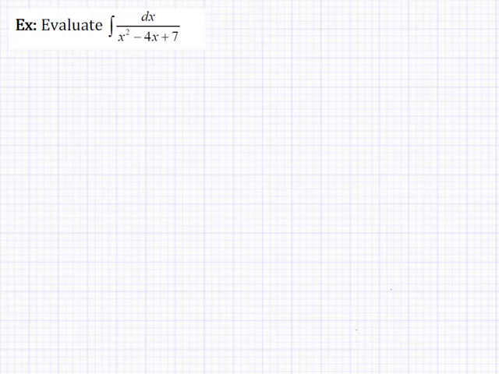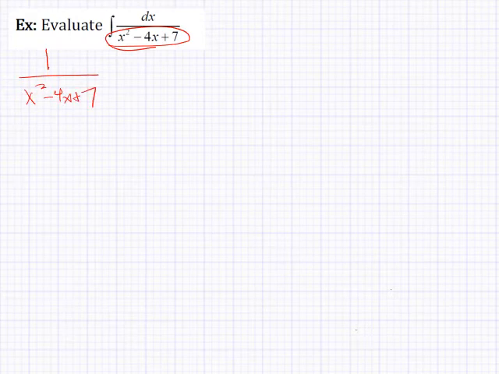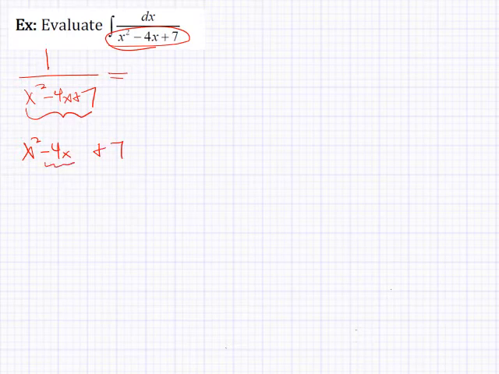So what we're going to do here is, noticing we have this quadratic trinomial, if I look at this fraction, 1 over x squared minus 4x plus 7, I want to rewrite this in a different way so that I can integrate it. Well, I'm going to work with the trinomial. So if I have x squared minus 4x plus 7, I want to work with this piece here, similar to the last example I just gave. We basically did the same thing. I want to complete the square here.